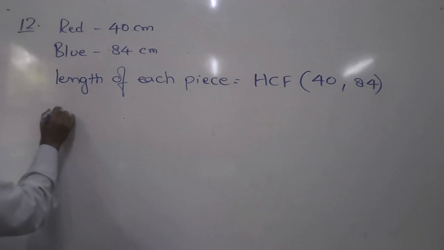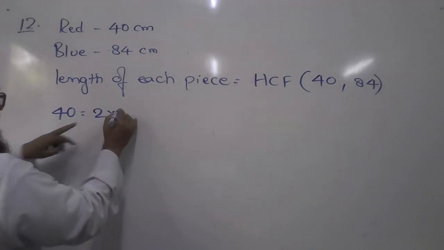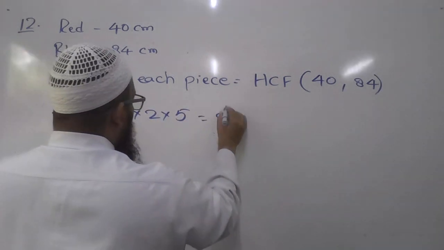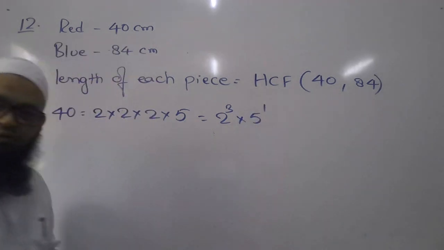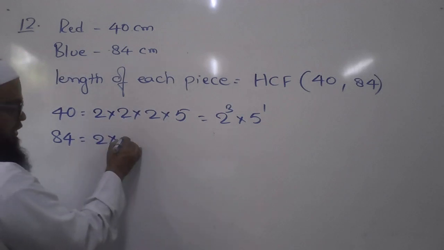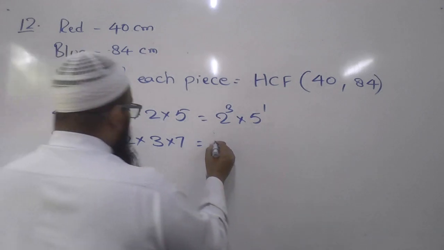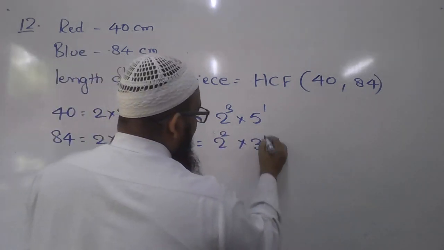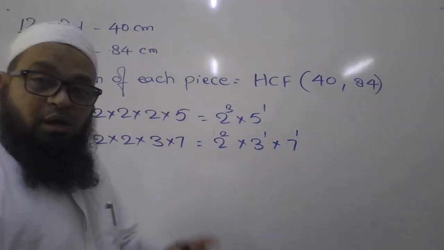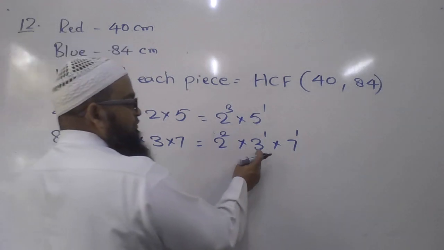So let us do it by prime factorization. 40: how can you write 40 as a prime factorization? 2 times 2 times 2 times 5. So that equals 2 cube multiplied by 5 to the power of 1. Is it right? And now let us take 84. So 2 times 42, 2 times 21, 3 times 7. So it will be 2 square multiplied by 3 to the power of 1 into 7 to the power of 1. Is it right? So now you can do it with this. And if you have any doubt, see, you don't have 3 and 7 as common.